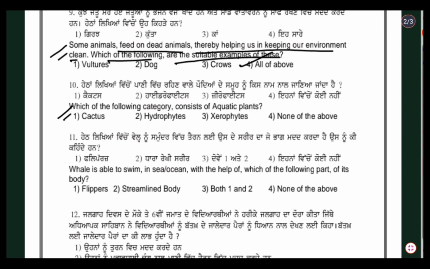Question number 10. Which of the following categories consists of aquatic plants?